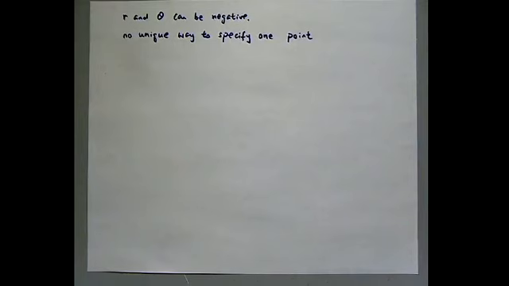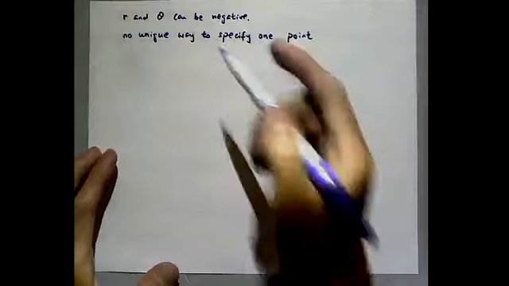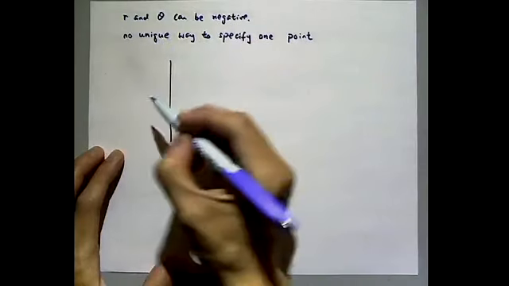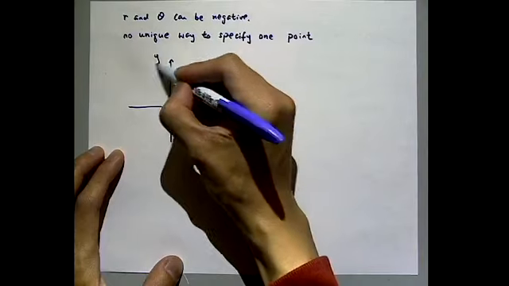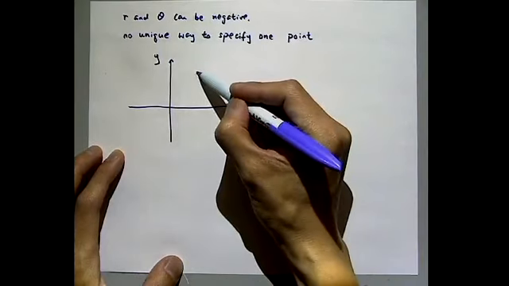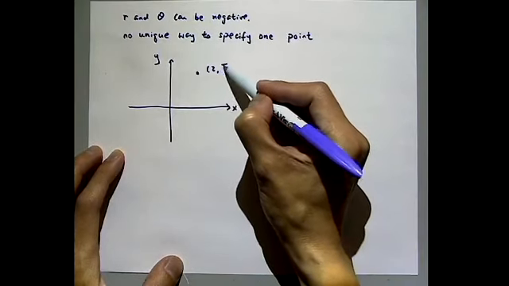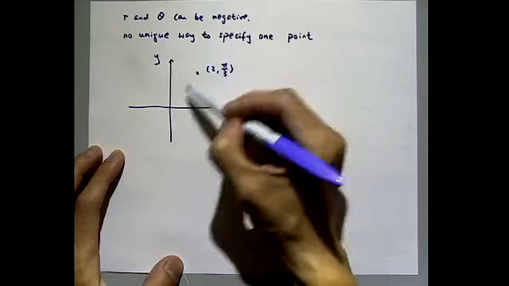All right, so again, there's no unique way to specify that one point. In the Cartesian world, when you say (2, 1), there's only one way to talk about it, no other way. But let's look at that point I used in my earlier example right here. (2, pi over 3).